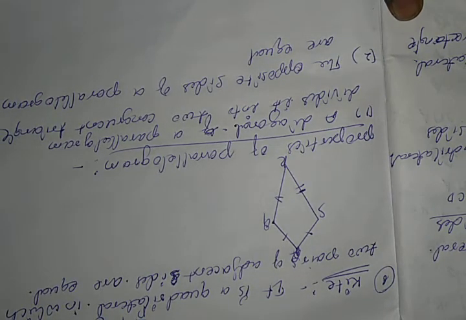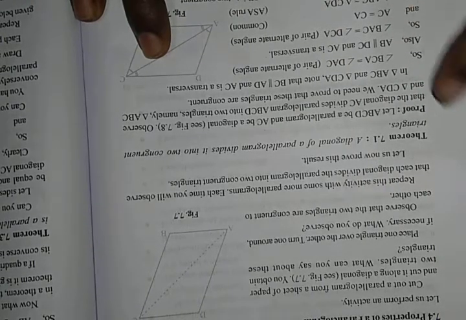Then the theorem is also here. A diagonal of a parallelogram divides it into two congruent triangles. This is the statement of the theorem. You need not prove the statement, because of the government's instruction, you need not prove it. You can only write the statement of theorem 7.1: a diagonal of a parallelogram divides it into two congruent triangles. Very important. So ABCD is a parallelogram and AC is a diagonal. This diagonal divides the parallelogram into two congruent triangles. Let us see the second one.